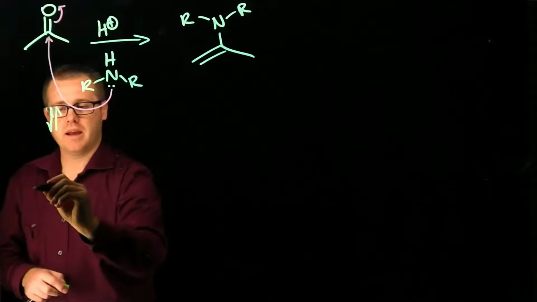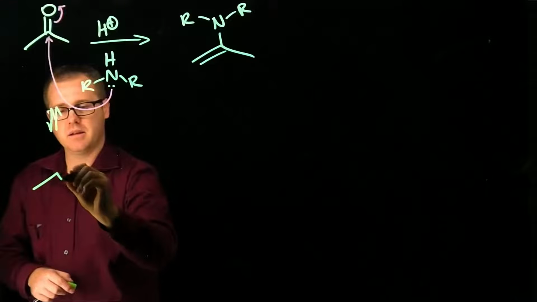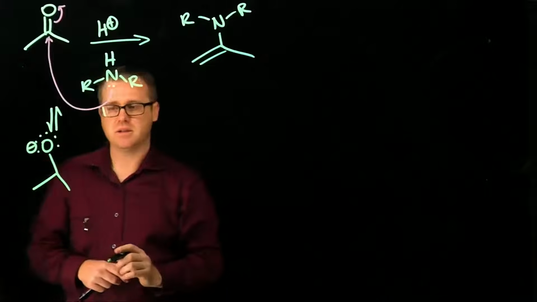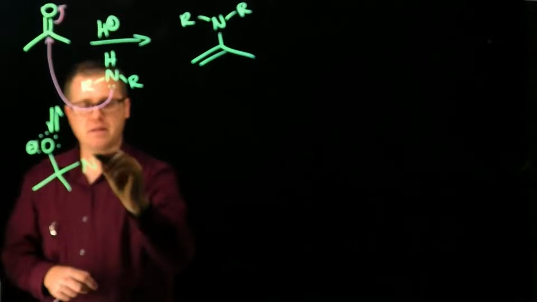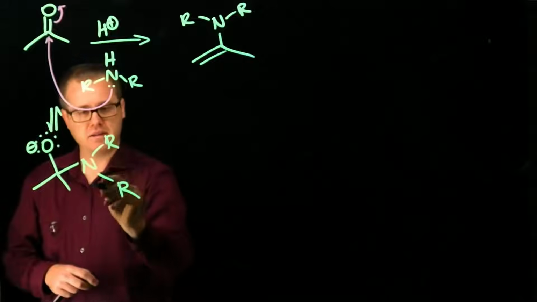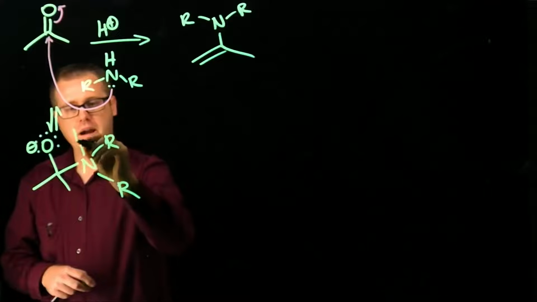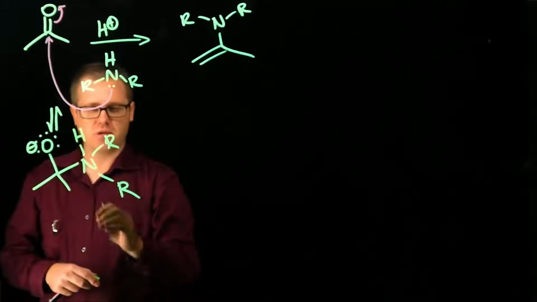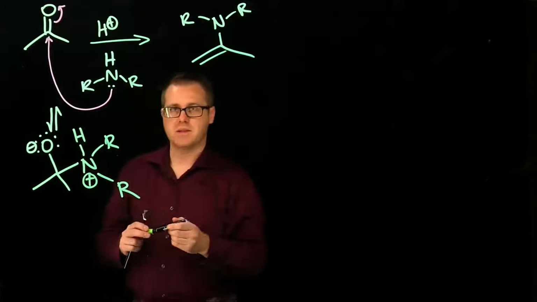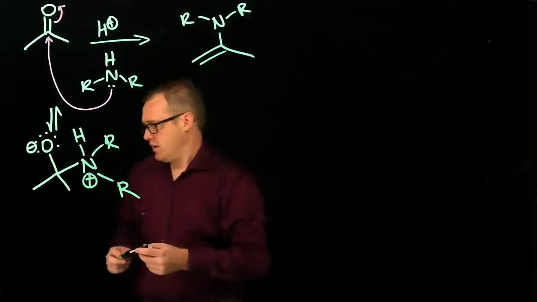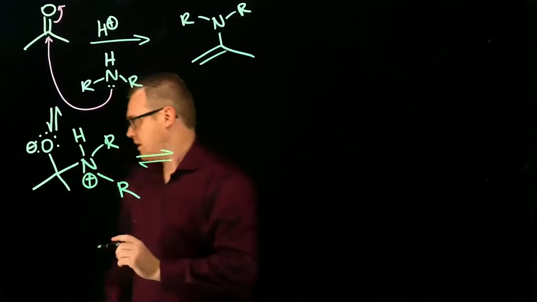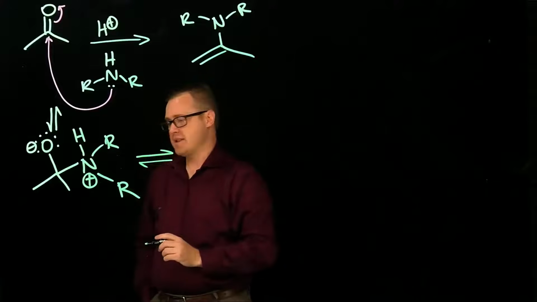So what are we going to get here? We are going to get a negative charge on that oxygen, and then that nitrogen attacked. So we're going to have that right there, and we still have our hydrogen on there. So what's the formal charge on that nitrogen now? You would see that has a positive charge. And we see that these are under acidic conditions.